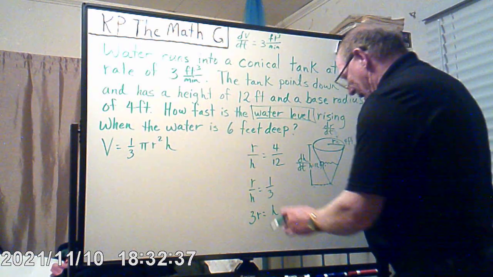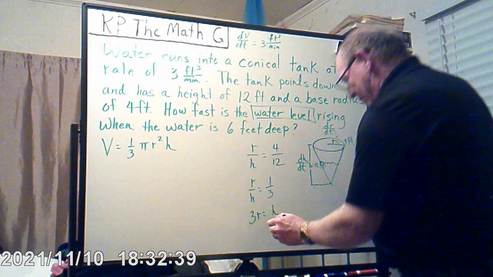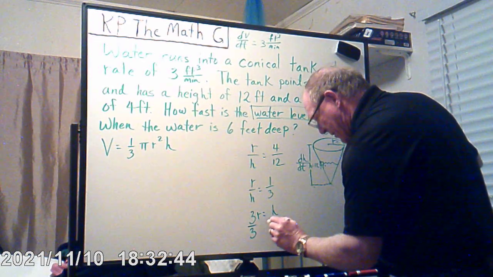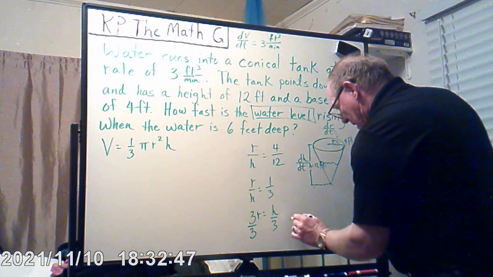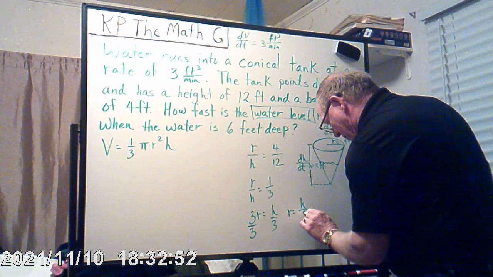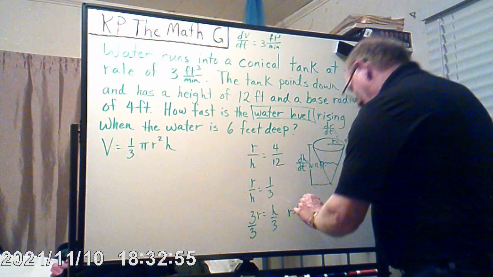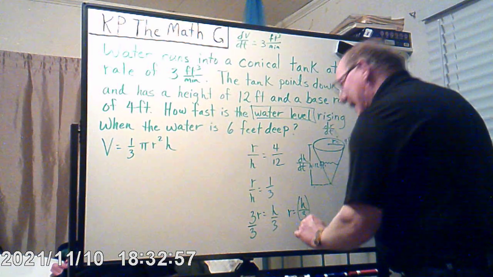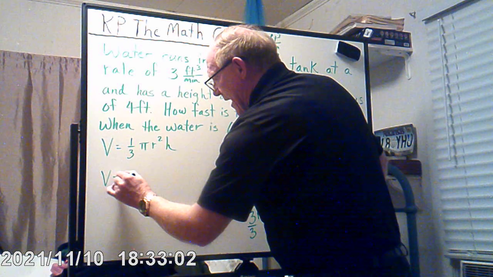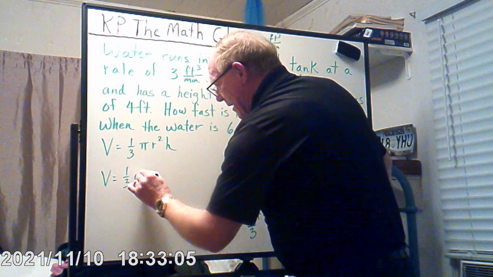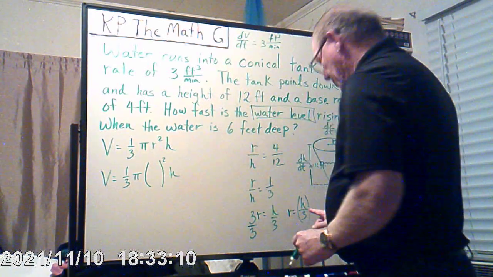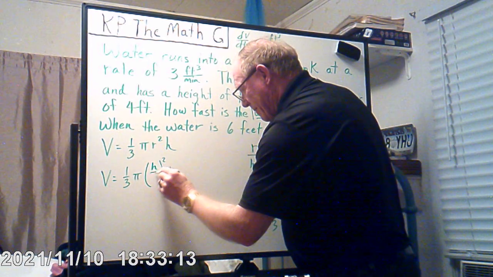One thing I can do to get rid of the R is simply solve for R. What you have here is R is equal to H over 3. Now in place of R, I'm going to put H over 3, but remember, I've got to square that. So 1/3 pi times R squared, H, where R is H over 3.